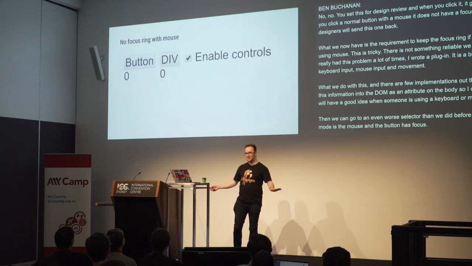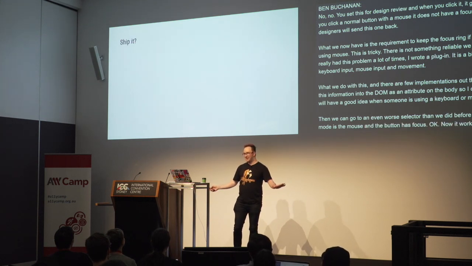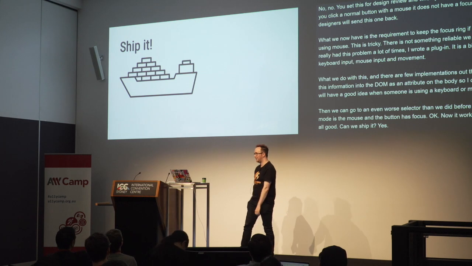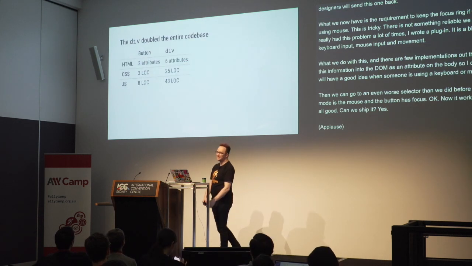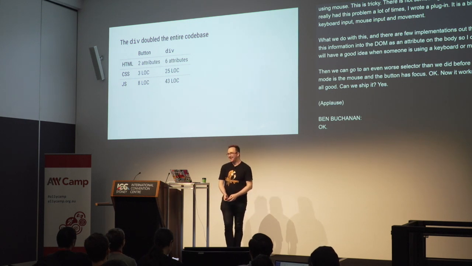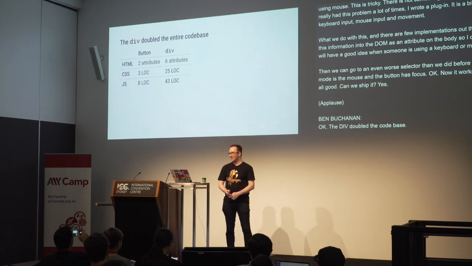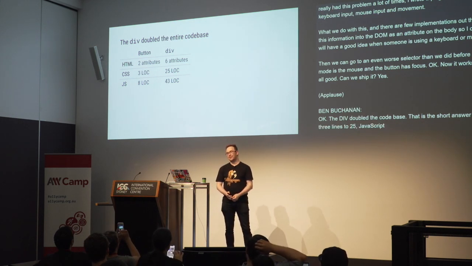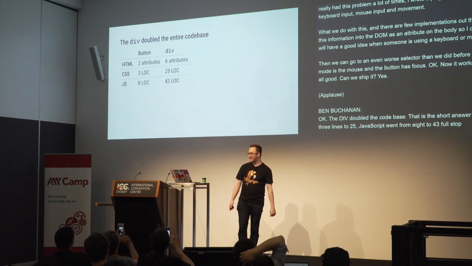Okay, so now it works. You can go back and forth. It's all good. Can we ship it? Yes. Yes, we can ship it. Whew. Okay. The div doubled the code base. That's the short answer of this. So the CSS went from 3 lines to 25 lines. The JavaScript went from 8 to 43. That's including my library, which I'm counting as 1 line because I minified it.